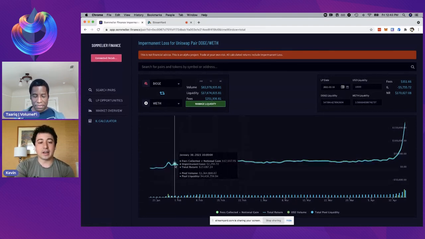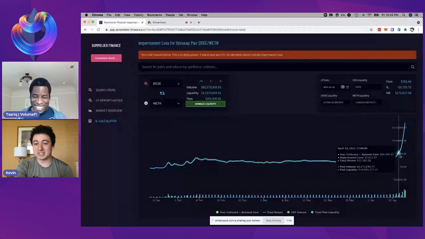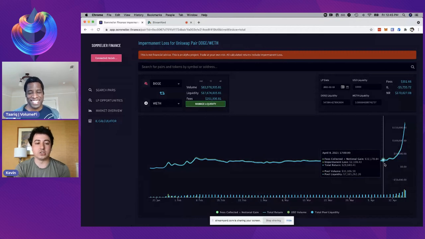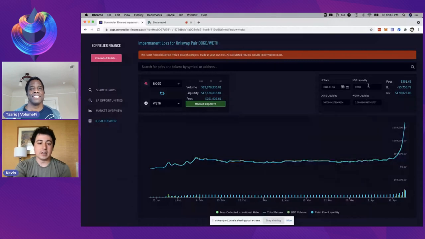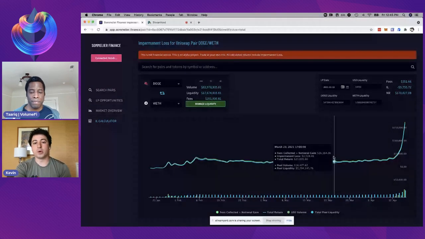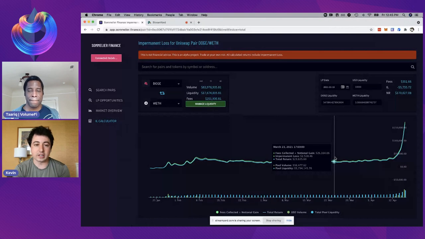Wow, you can see that you've collected a lot of money in the past couple days. There are a few things to think about. This graph basically shows you if you had invested $10,000 of liquidity on the first day that the Doge pair was created, how much money would you be making? So there are a few components. You want to look at the fees collected and the notional gain. Fees collected are your trading volumes. Your notional gain is the amount that these pairs have gone up against USD.